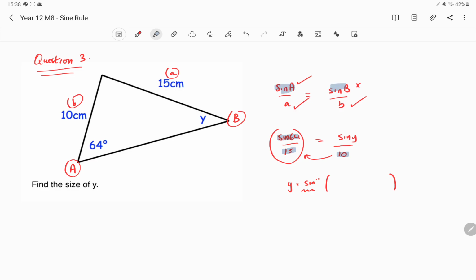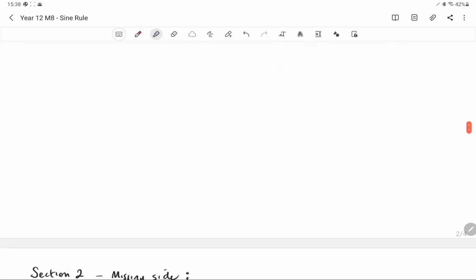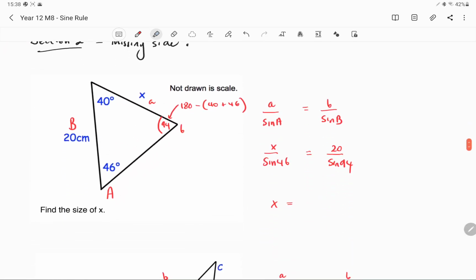So for those three questions, because I am working out a missing angle, I've written the sine rule with sine A and sine B on the top. But for the next two questions, we're asked for the size of x, and x is a side, so we're looking at length. Because we're looking at length, I'm going to put the lengths A and B on the top, and then sine A and sine B on the bottom. It's not essential, but it just means there's less messing about to do whenever we're rearranging.